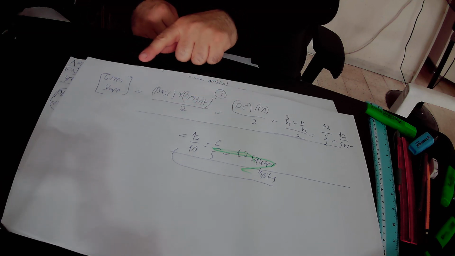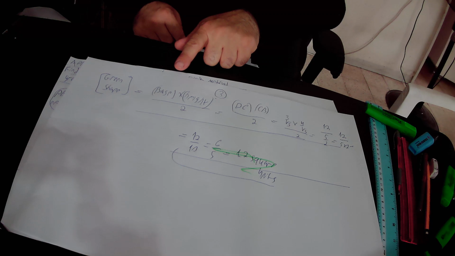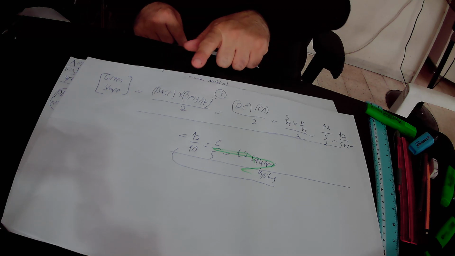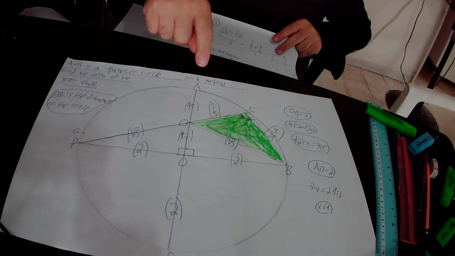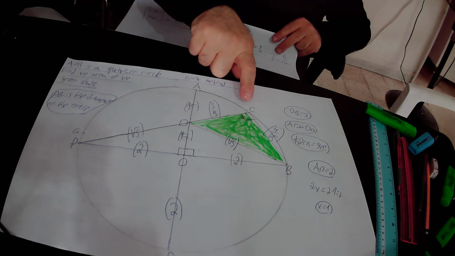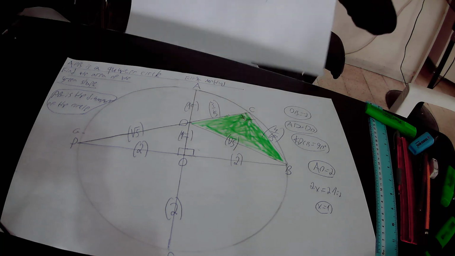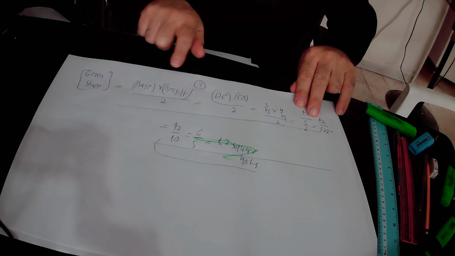So the green shape is the right triangle, and the area of any triangle equals the base of the triangle times the height to the base over 2. We choose the base as CD, and the height is CB because it creates 90 degrees with the base. So again, we choose the base as CD, and the height is CB.